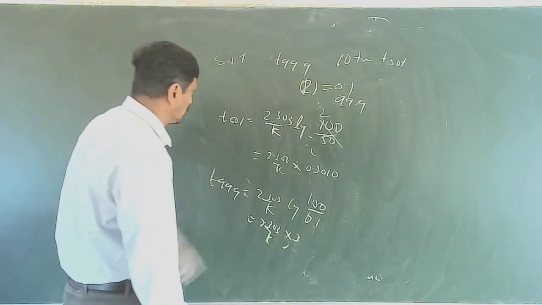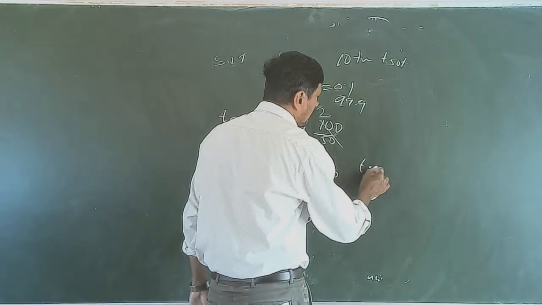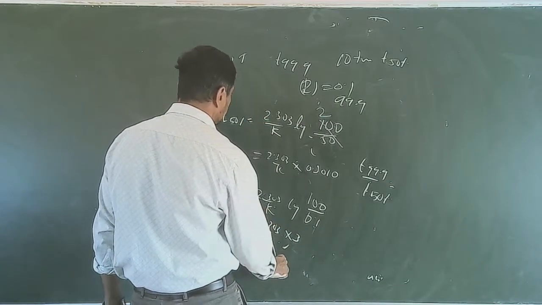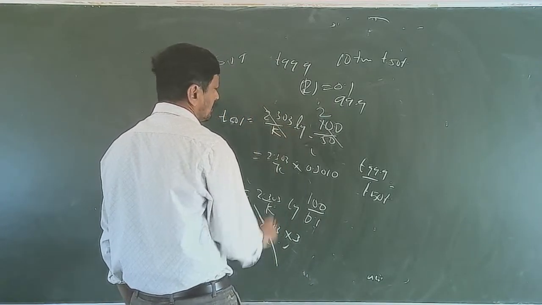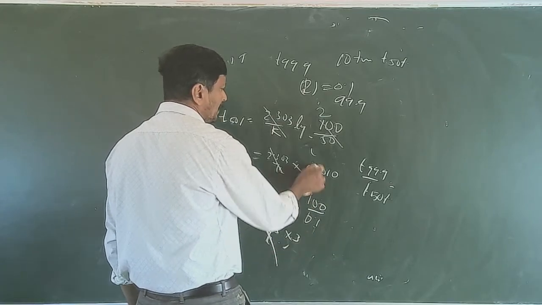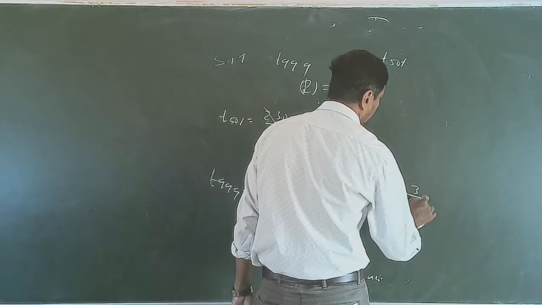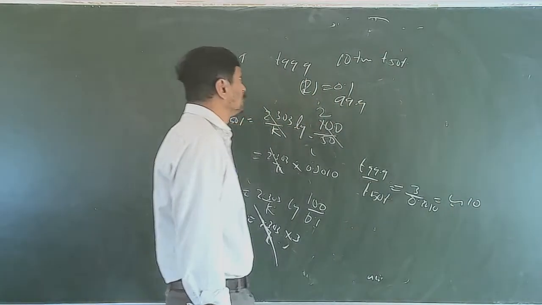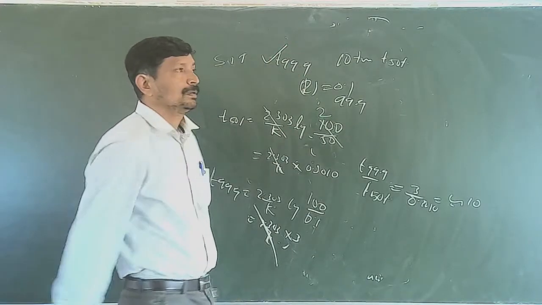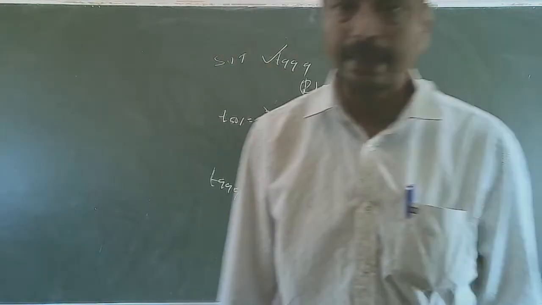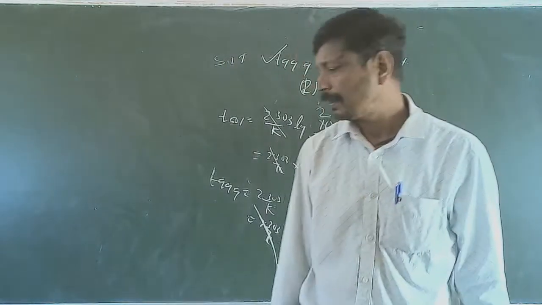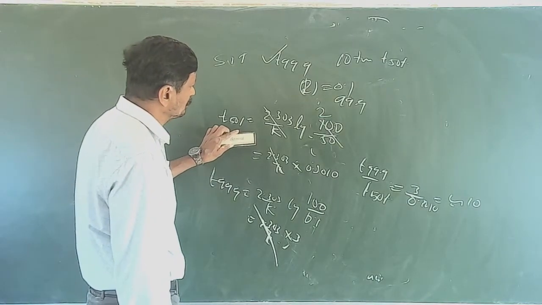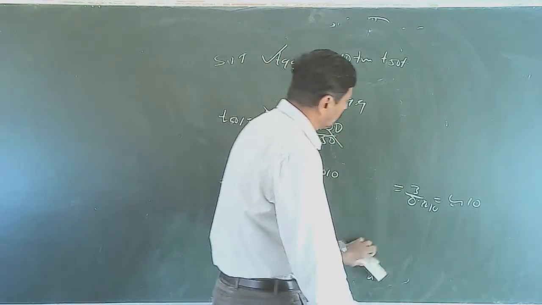So, T 99.9% divided by T 50%: this term gets cancelled. What is left? 3 divided by 0.3010, which is almost 10 times. This shows that T 99.9% is 10 times of T 50%. Okay. Suppose T 99%, what happens? T 99%.